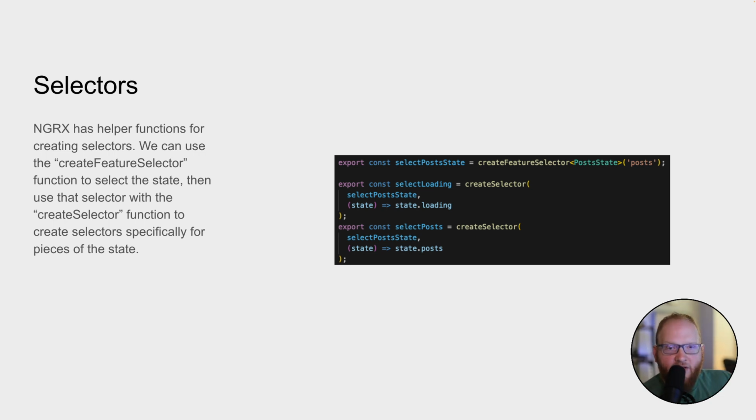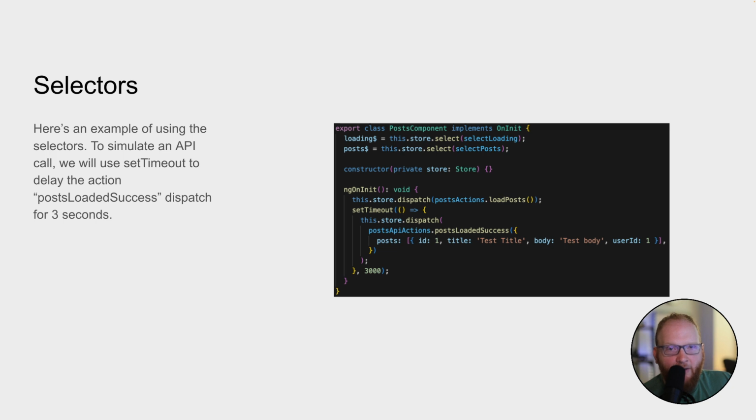So let's go ahead and see this in our component. I made this really simple posts component, and here's the TypeScript for it. And we've got the ngOnInit. We're doing the store, the global store. We're going to dispatch the action of load posts. And what I've done here is I've set a timeout. Since we haven't set up anything to call the API, it's got a 3-second wait before it does the posts load success. So what we're going to do is go see the HTML as well to see how we wire this up.